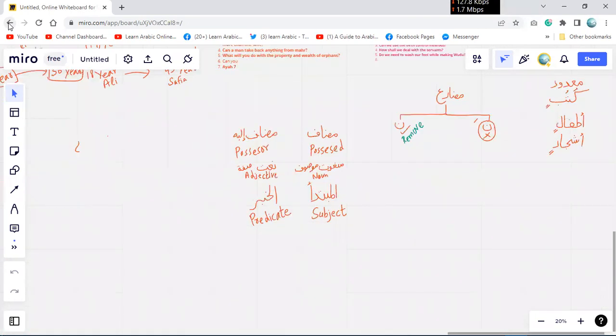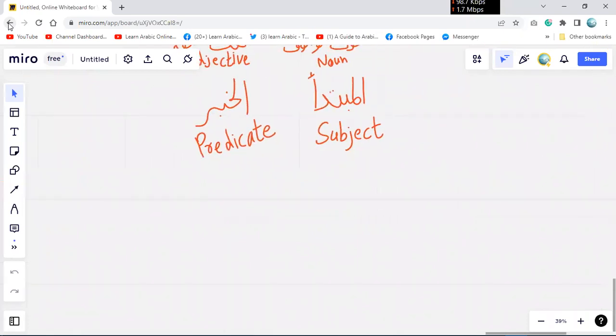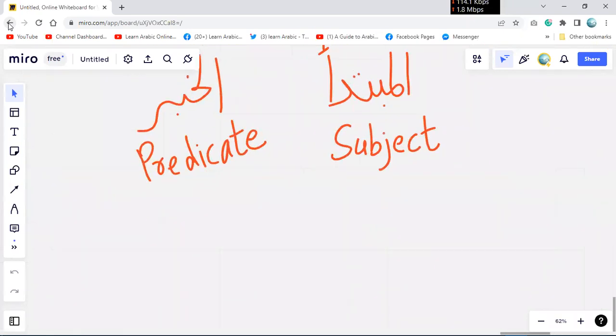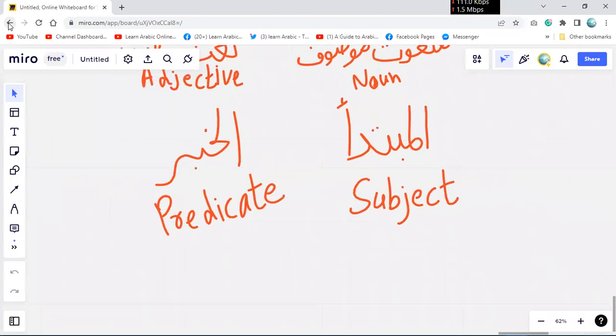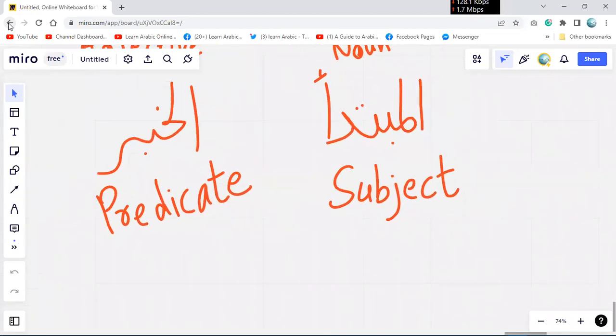Okay. Subject and predicate. So Mubtada in simple words means subject and Khabar means predicate. And normally, most of the time, the subject comes before the predicate, okay? Most of the time, yes. Subject precedes the predicate. It means the subject comes at the beginning of the sentence in most of the situations. Remember this point.